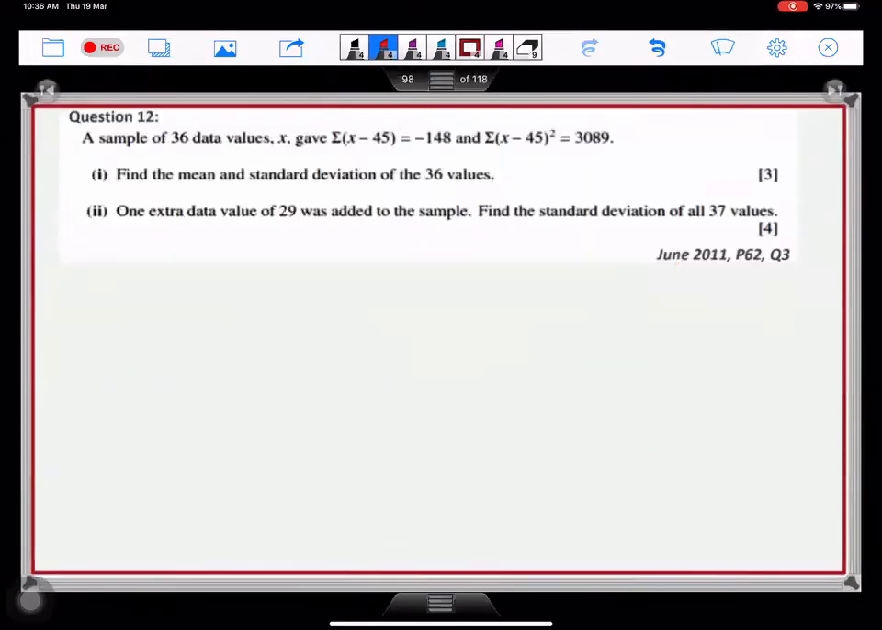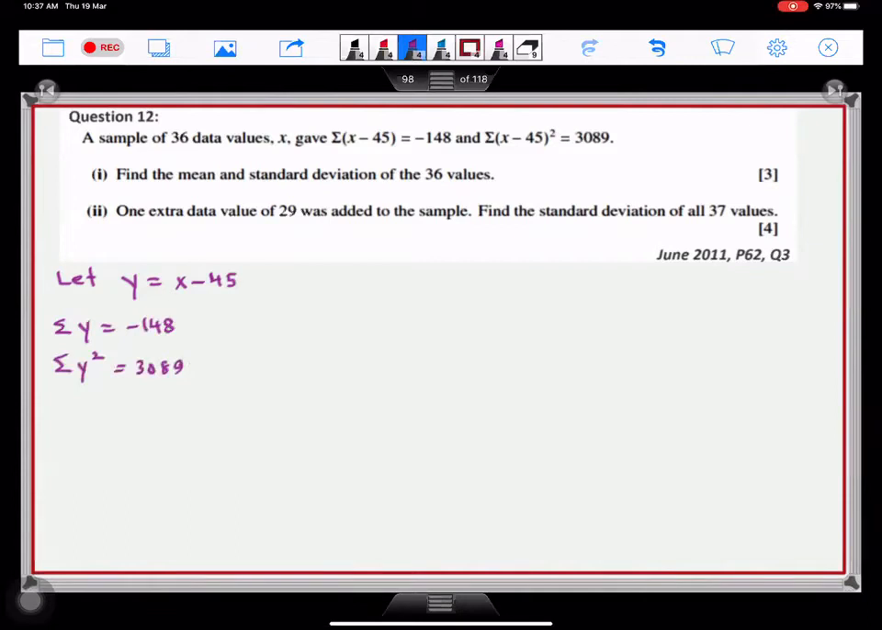Now let's move on. Question number 12. A sample of 36 data values, X, is given. Find the mean and standard deviation of these values. Again, the first part is pretty straightforward. Let y equal x minus 45. Sigma y is minus 148. Sigma y square is 3089.